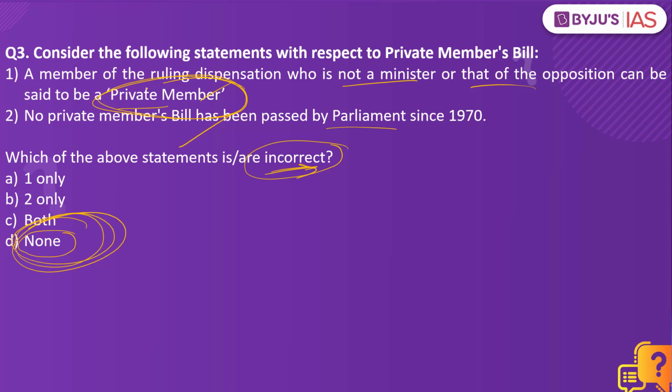So remember, any person who is not a minister will become a private member, whether they form the government or not, whether they are in the government or in the opposition. So the first statement is right. When we look into the second statement, no private members bill has been passed by parliament since 1970. This is also the right statement.